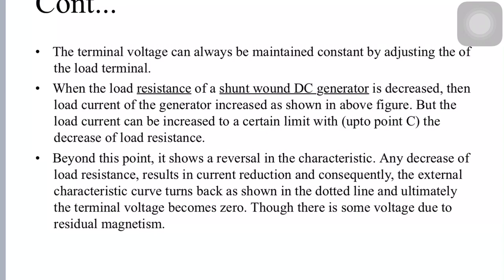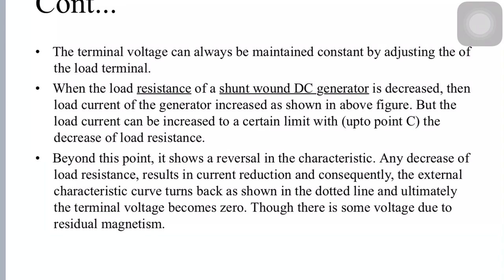You can observe this in the diagram as the dotted line, so that the terminal voltage becomes 0, even though there is some voltage due to residual magnetism. This is the curve showing the characteristics of shunt wound DC generator.